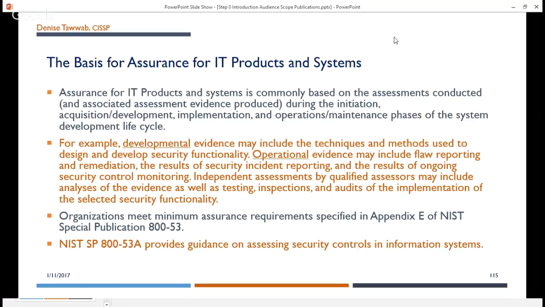Your organization will meet minimum assurance requirements specified in Appendix E of NIST Special Publication 800-53. 800-53A provides guidance on how to assess security controls in information systems. So it's a lot. Just know that at a high level. Don't worry about remembering all the details of what I said there.